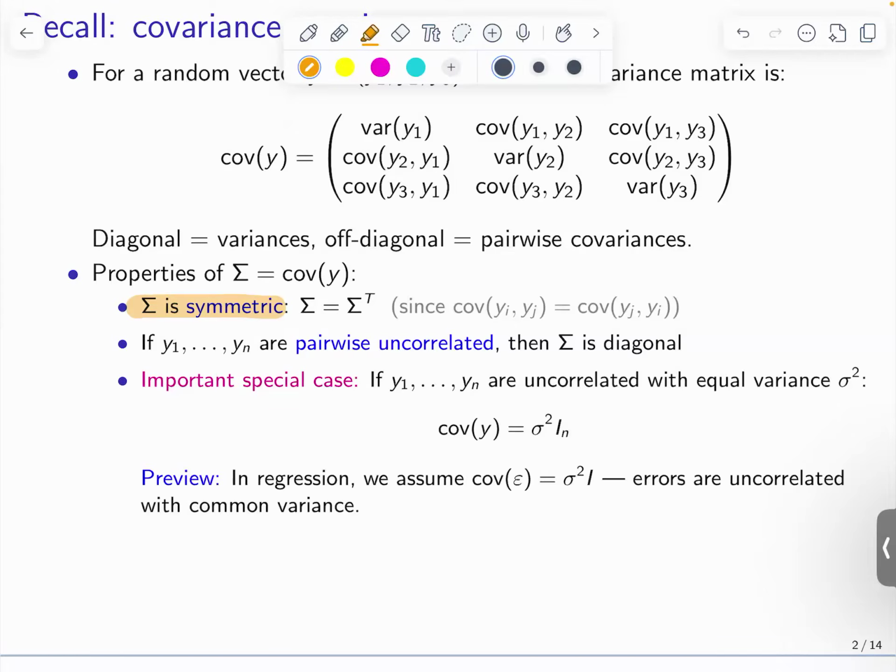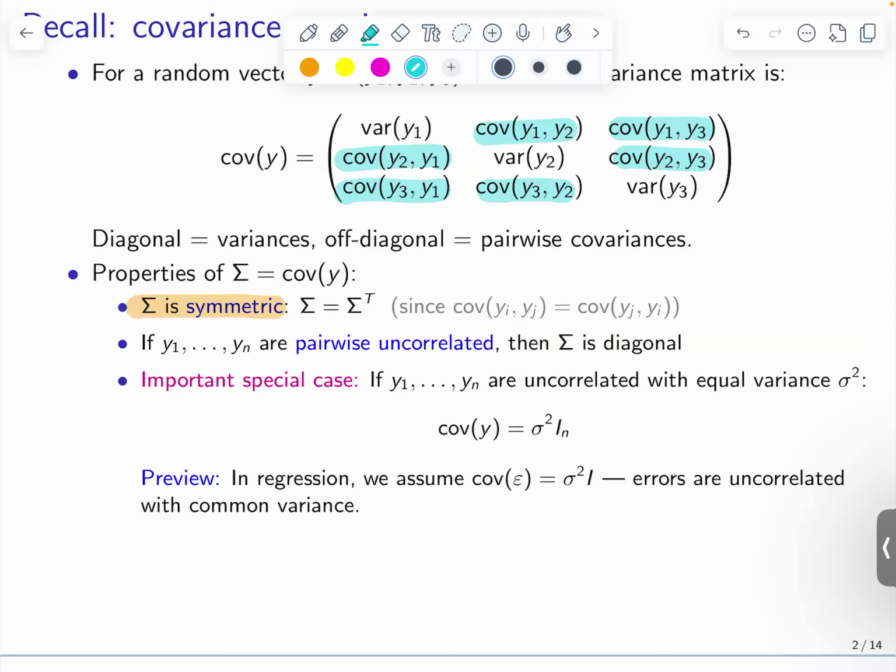The other feature that we notice is if the elements of the vector y1, y2, y3 are pairwise uncorrelated, then sigma will be diagonal, because all these off-diagonal elements would be 0. All of them would be 0, and then I just get the diagonal covariance. So a diagonal covariance matrix is the same as saying the coordinates of the vector are pairwise uncorrelated.